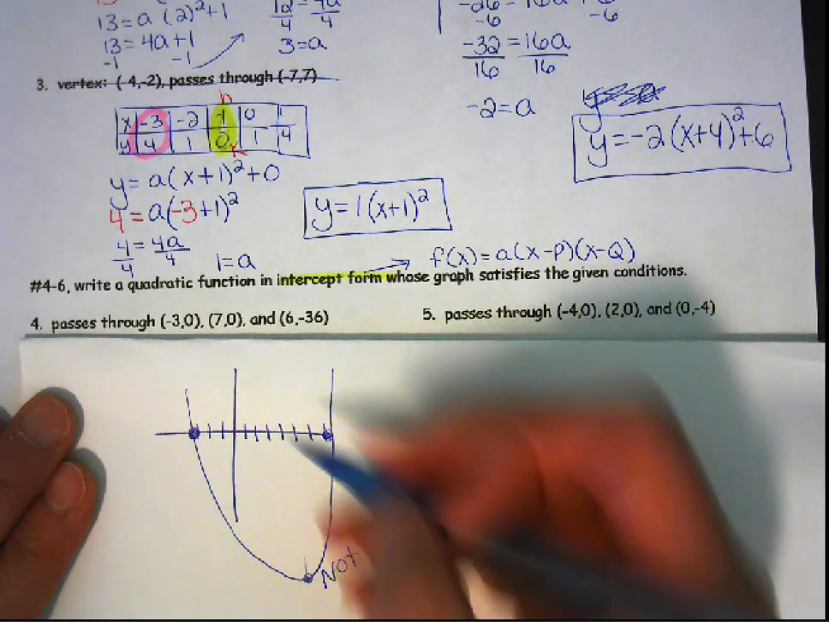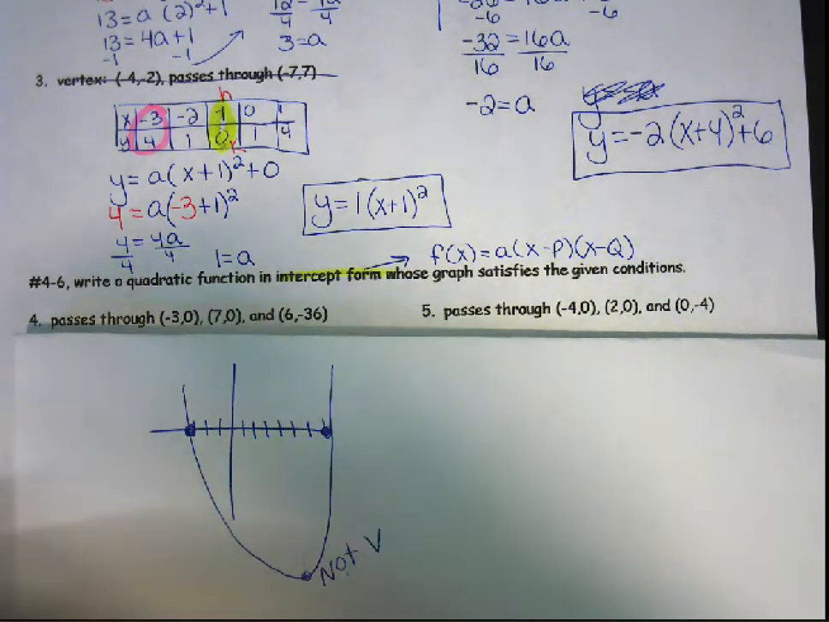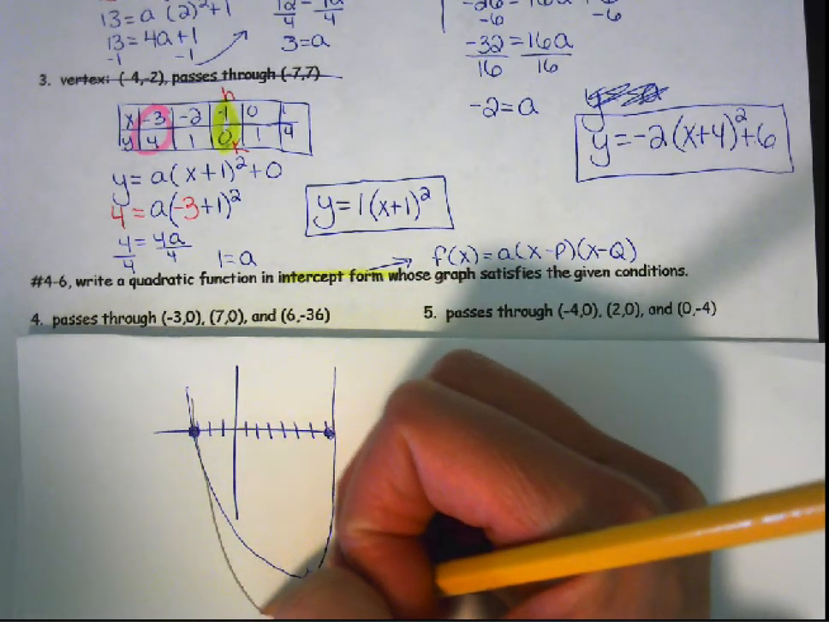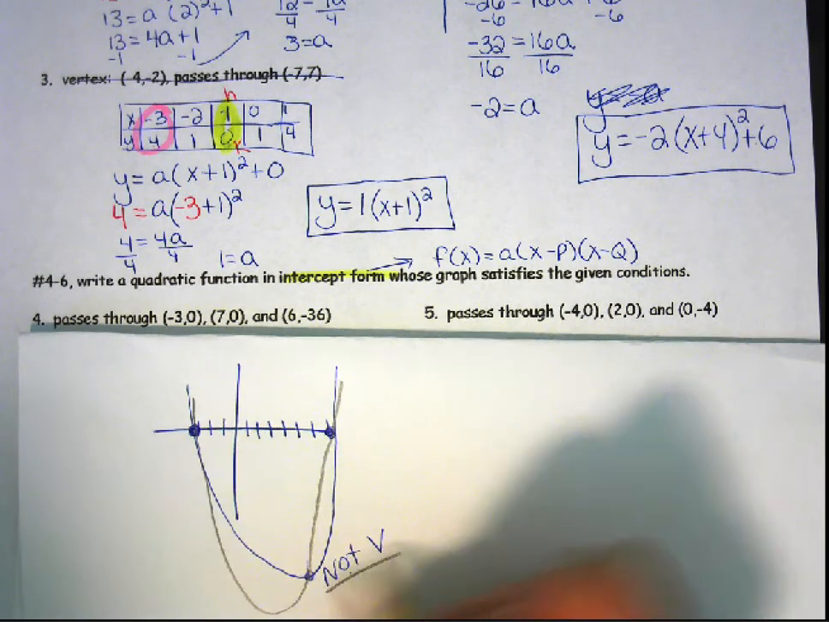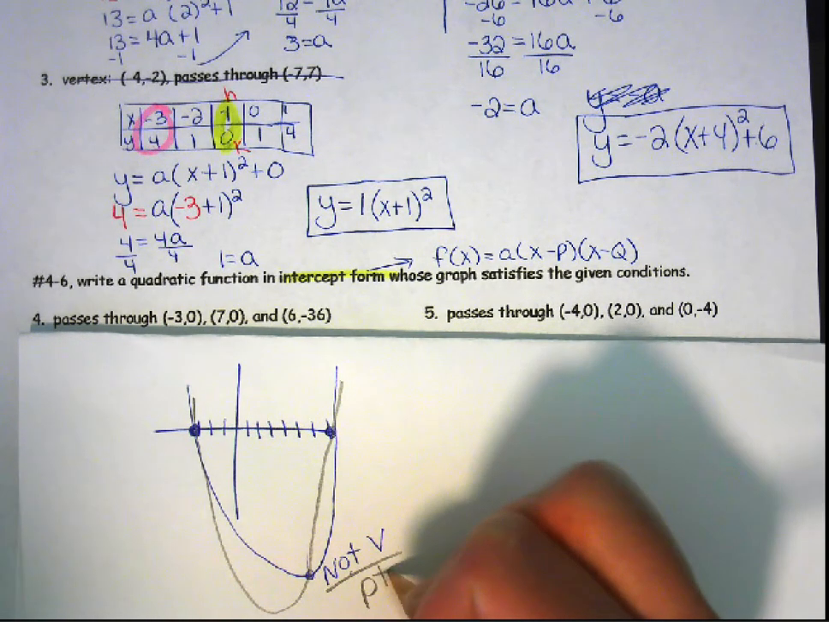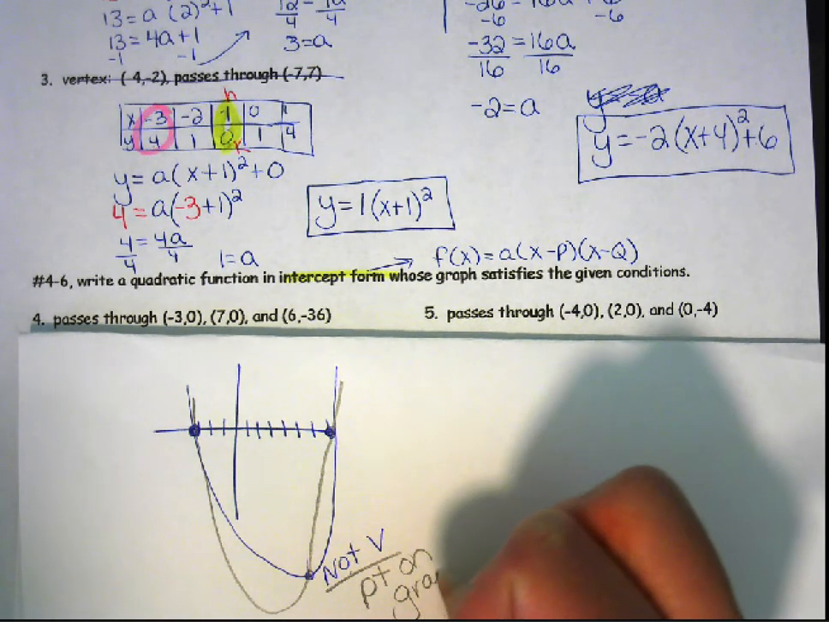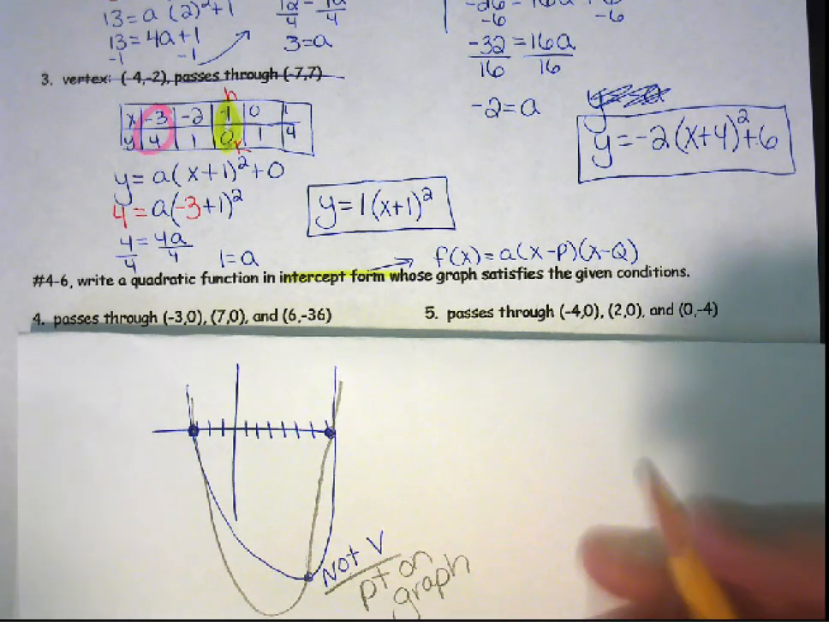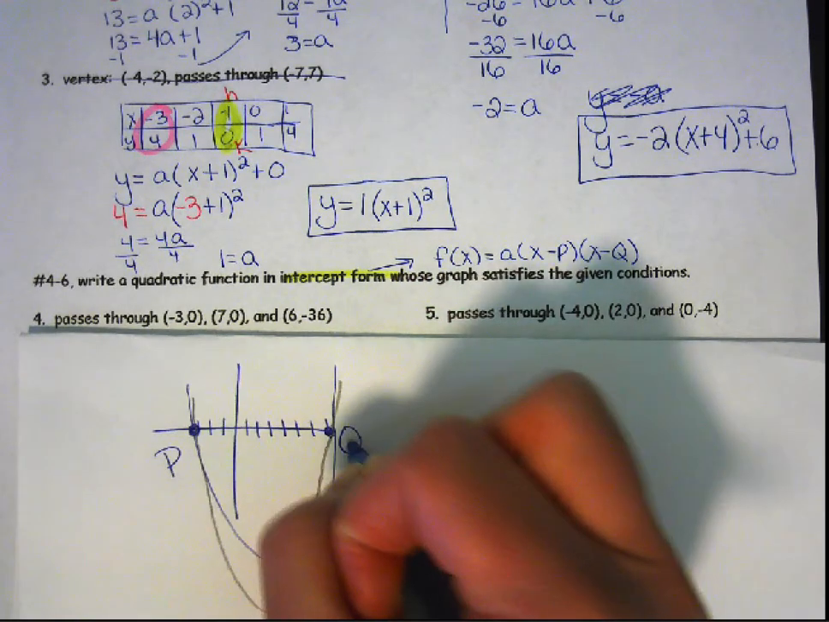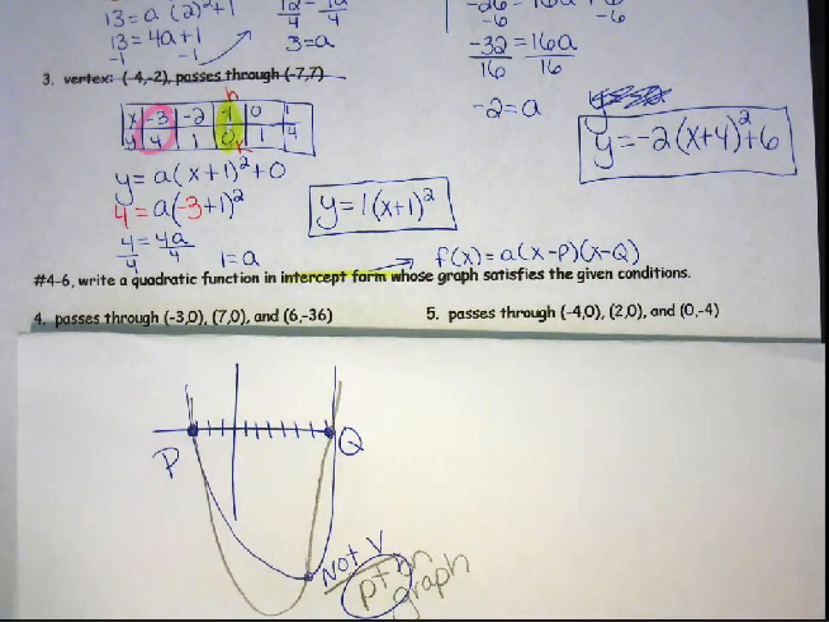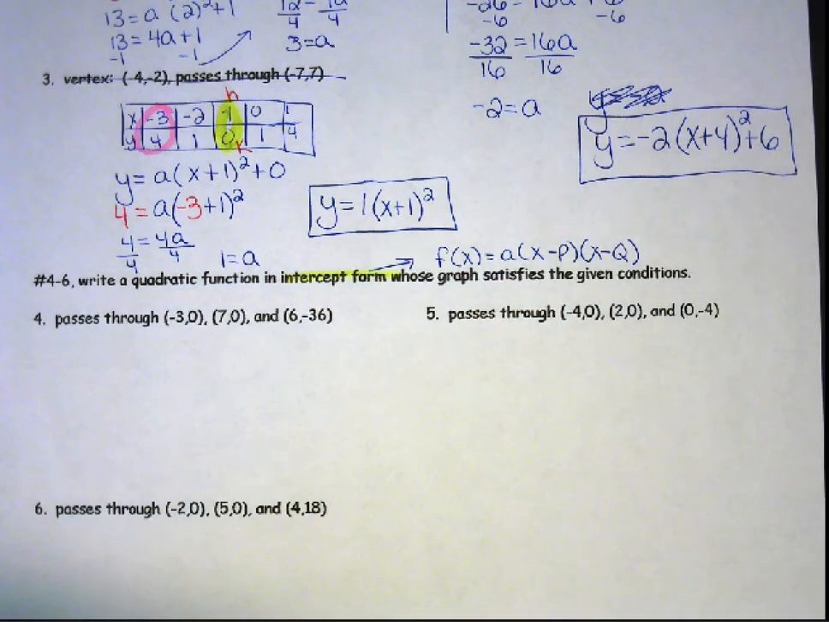All we know is it's a point. For all we know, the vertex could be down here, and then it goes up. So we cannot use this as a vertex. It's just a point on the graph. Okay? So what we're going to do is use our P and our Q, and then we're going to use this point. So let's go through this.